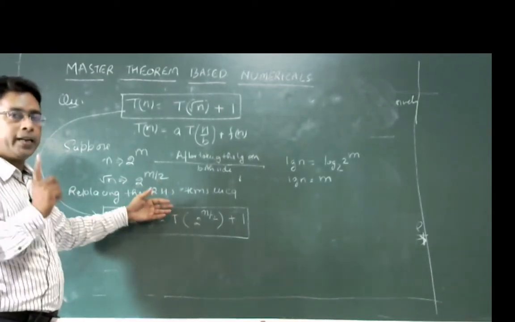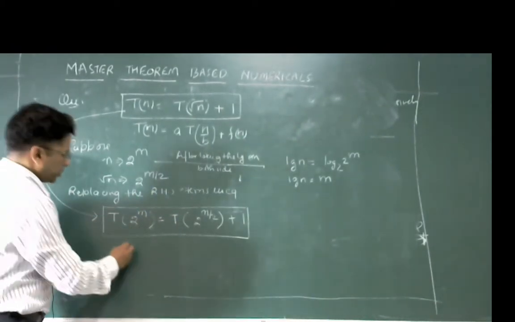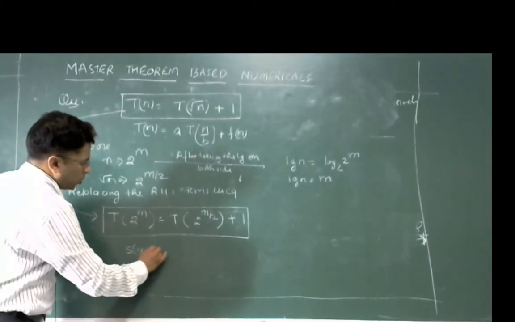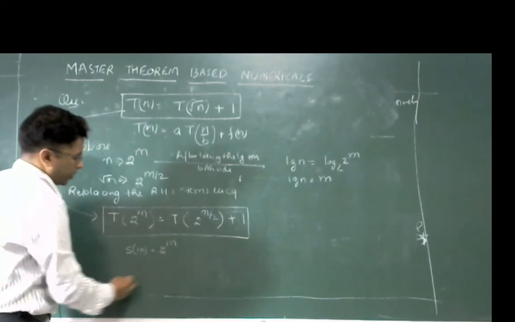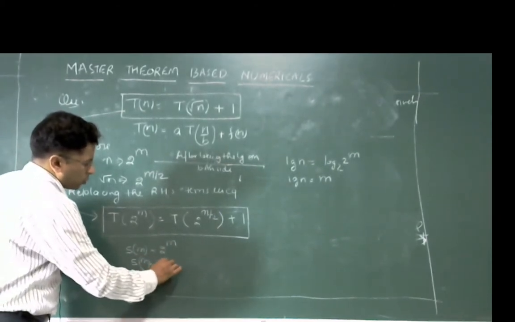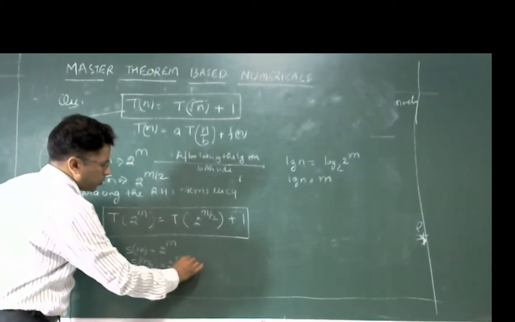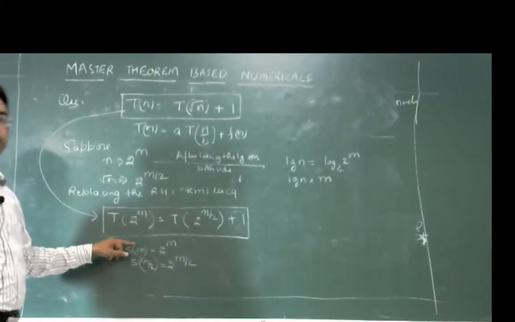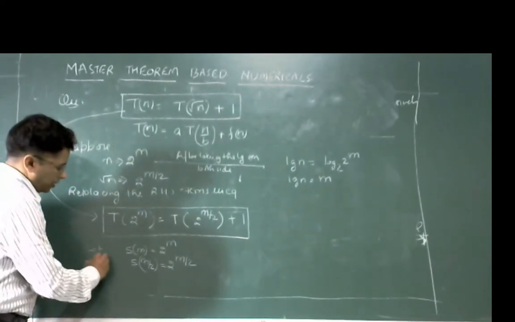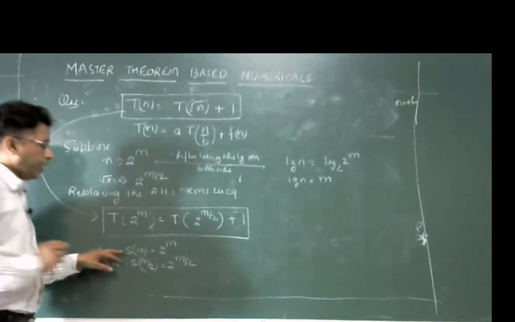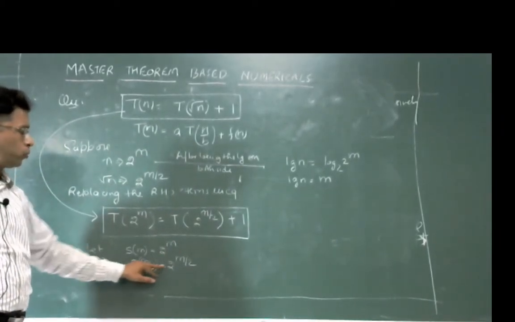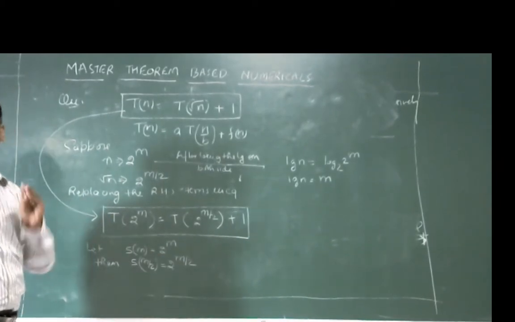Now I perform a second transformation into it. Suppose the function s of m is equal to 2 raised to the power m, then s of m by 2 would be equal to 2 raised to the power m by 2. This is the second replacement.